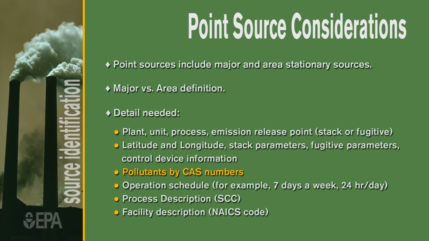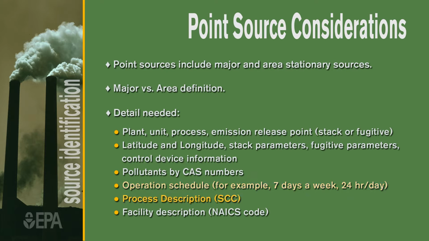And for air toxics, it's very important that we use individual CAS numbers, chemical abstract service numbers, to identify the pollutant, because each individual pollutant has different risk or toxicity information for cancer and non-cancer effects. We need to know the operation schedule for the plant. We need to know, is it running 7 days a week, 24 hours a day? Is it running 2 shifts, 5 days a week, 1 shift, 5 days a week, or 1 shift, 7 days a week?